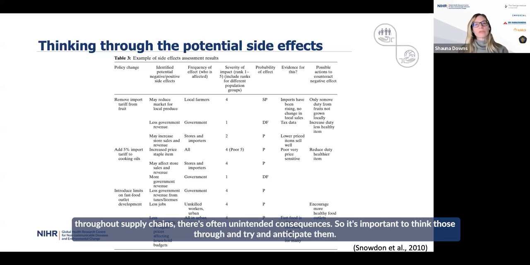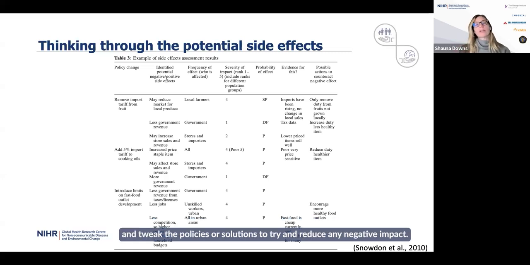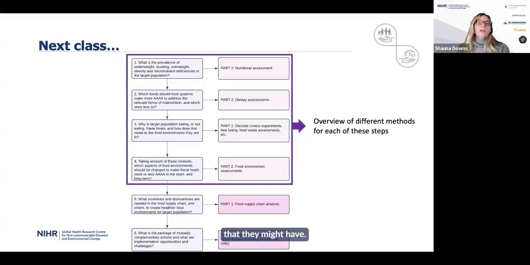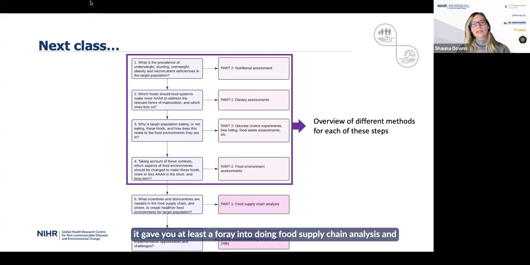So it's important to think those through and try to anticipate them and tweak the policies or solutions to try and reduce any negative impact that they might have. So hopefully, I know that was a lot, I hope that it gave you at least a foray into doing food supply chain analysis and the different approaches that you might take to do that.